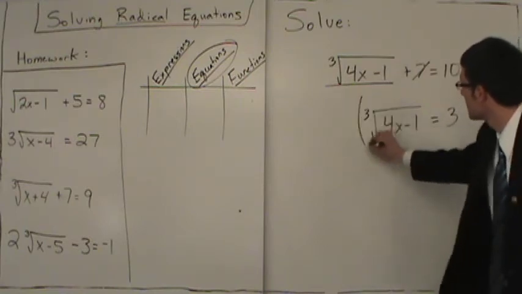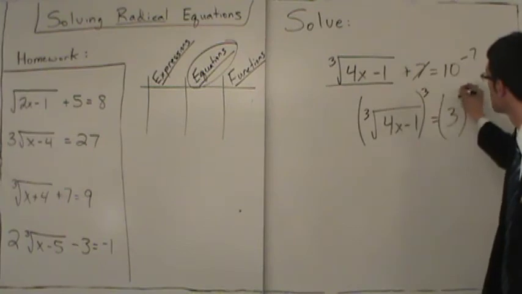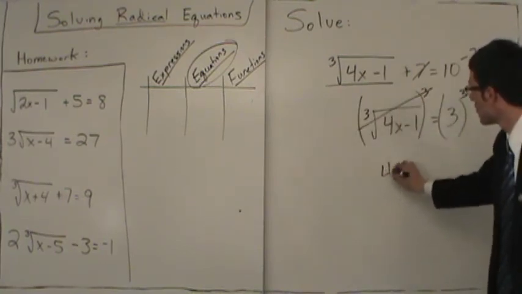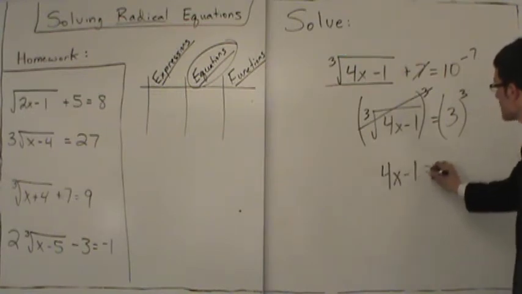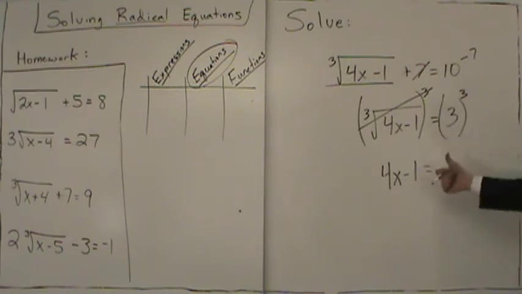Now that it's isolated, we put parentheses around it and do what? If we square a square root, we will cube a cube root. If you cube a cube root, these cancel out, leaving just what's underneath. 4x minus 1 is equal to 3 cubed. This is 3 times 3 times 3, which is what? 3 times 3 is 9, times 3 is 27.